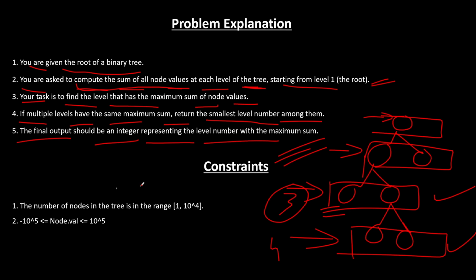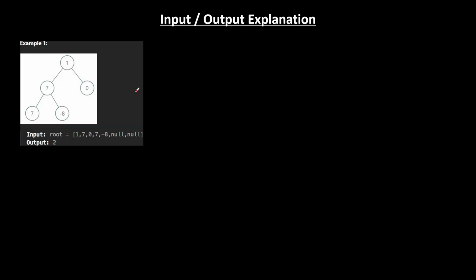The constraints of the problem are that the number of nodes in the tree is in the range from 1 to 10 to the power 4, and the node value is from negative 10 to the power 5 to positive 10 to the power 5. So the question is pretty straightforward. There is nothing much to think about. We just have to give the level with the maximum sum. That's all. I hope you understood the problem explanation. Now let's move to the next slide.